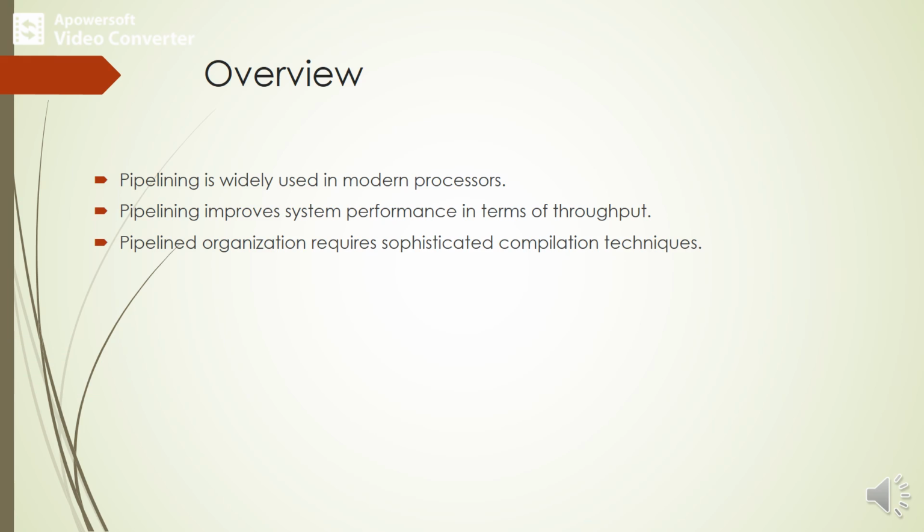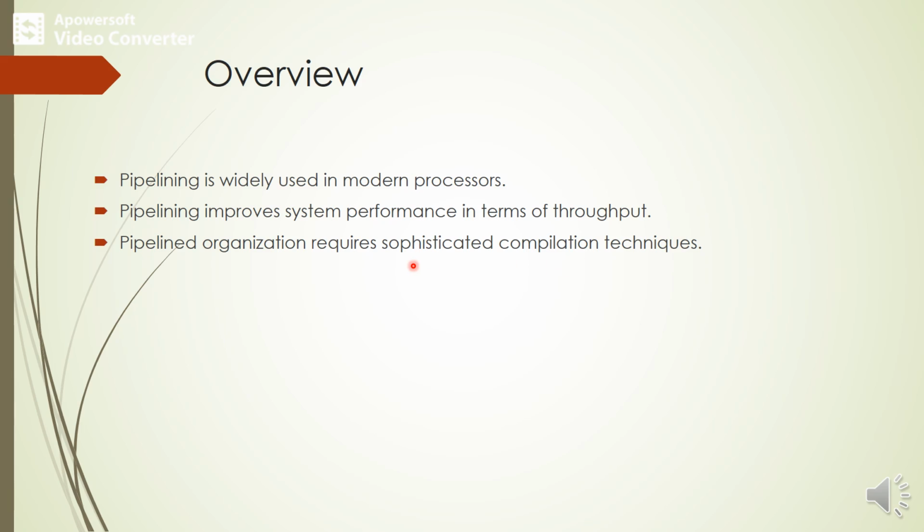So first we'll consider the overview. Pipelining is widely used in modern processors. So we can adopt the concept of pipelining in the case of modern processors. Pipelining also improves the performance in terms of throughput. So we can improve the performance of the system by considering the pipeline concept in terms of throughput. Pipeline organization requires sophisticated compilation techniques.